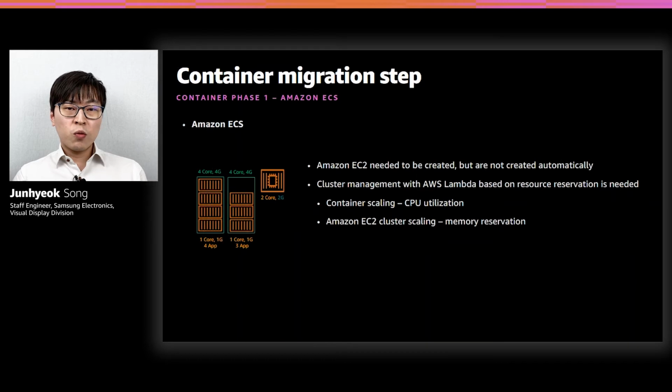In phase 1, we used ECS using EC2. Like the diagram, when 2 core and 2 GB task applications try to be deployed, EC2 instance had to be created, but not created automatically. So cluster management is needed by developers like CPU utilization-based task scaling and memory reservation-based EC2 cluster scaling.